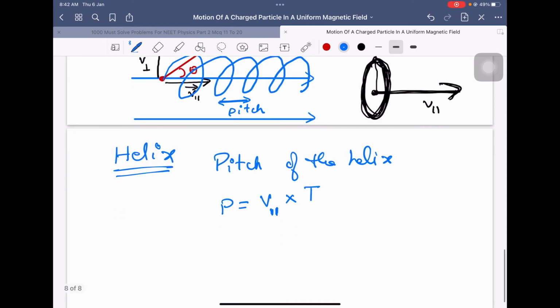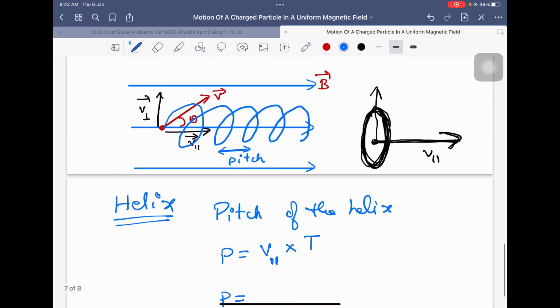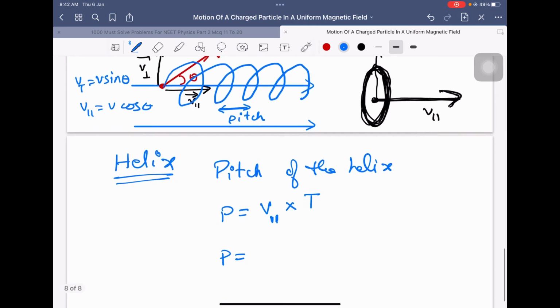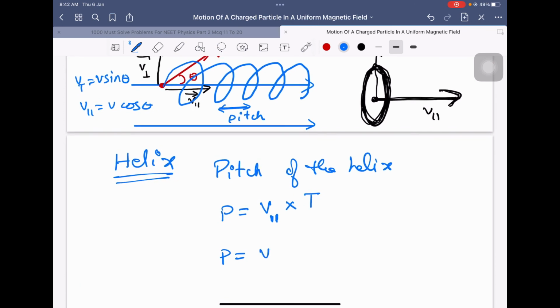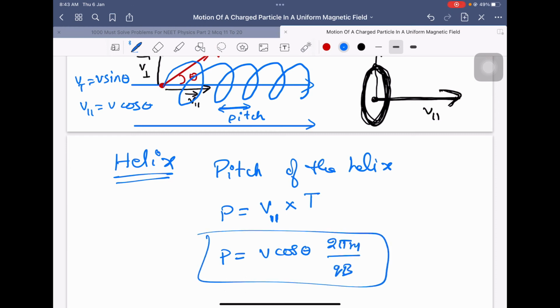What is the equation for time period? What is v parallel? If you look at this diagram, since it is along the horizontal and this angle is theta, v parallel is equal to v cos theta and v perpendicular is equal to v sin theta. So pitch will be v parallel, v cos theta, into time period, which is 2 pi m by qB. So this is the equation for the pitch of the helix.